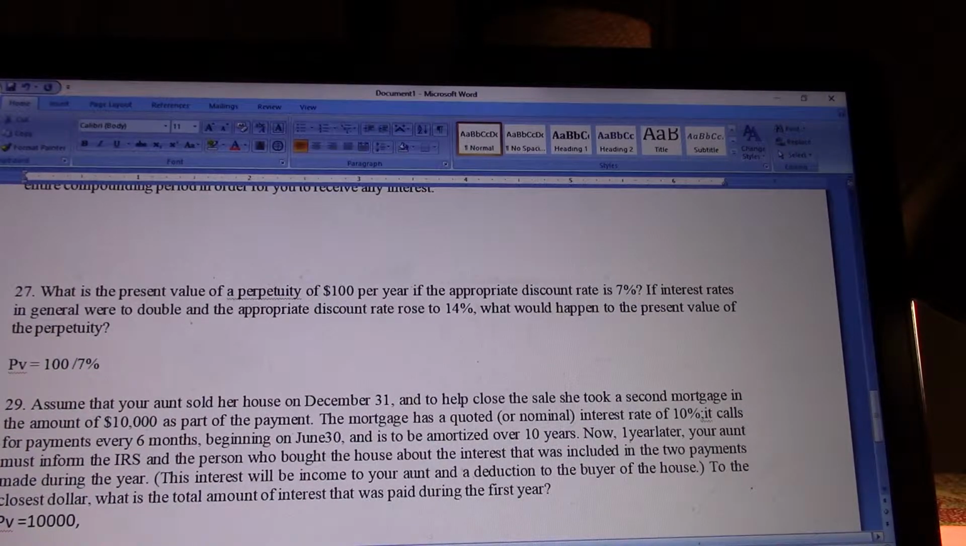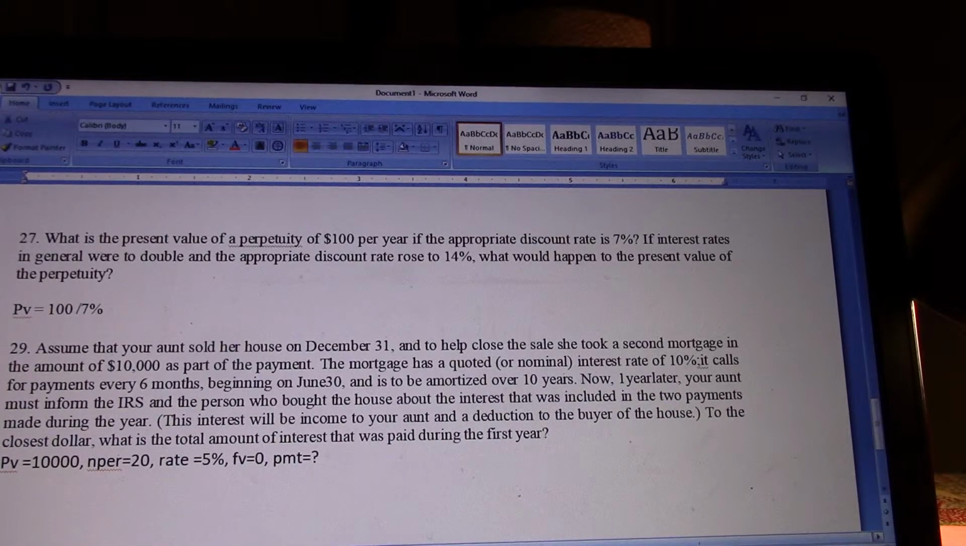So the number of periods, NPER, should be 20, because it's 10 years and half a year is the payment period. Rate should be half of the annual interest rate, so it should be 5%. Also we know future value should be 0. So we can use this input to calculate the PMT, how much the payment is each time for this loan. But anyhow, the question is asking how much is the principal and how much is the interest paid.